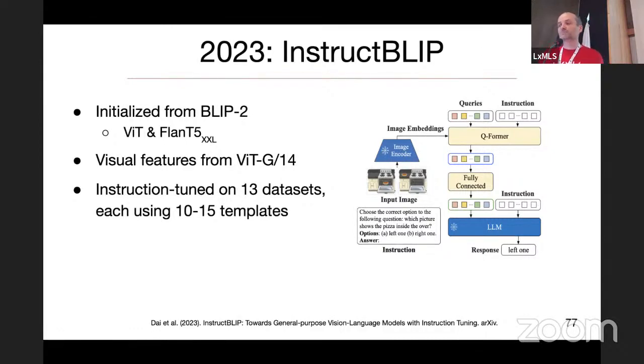And this model was instruction tuned on 13 data sets, and it was evaluated on 13 other data sets, sometimes where the tasks were unseen or where the task type was seen, but the data set was not seen. They manually constructed 10 to 15 task templates, as you do when you do instruction tuning.